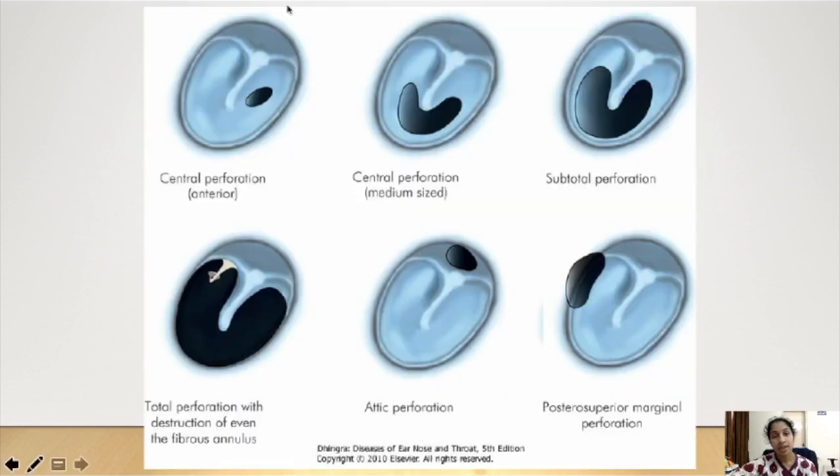So this is the picture showing the perforation. This is a central perforation which is small. This is a medium-sized perforation, and this is a subtotal perforation, and here it is a total perforation. Total pars tensa is gone. And these are the safe type of perforations, and these two are the unsafe type, that is attic and marginal perforation.